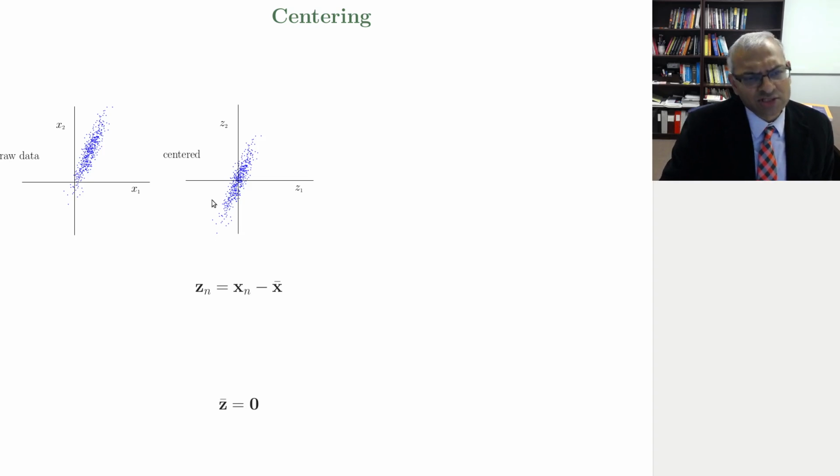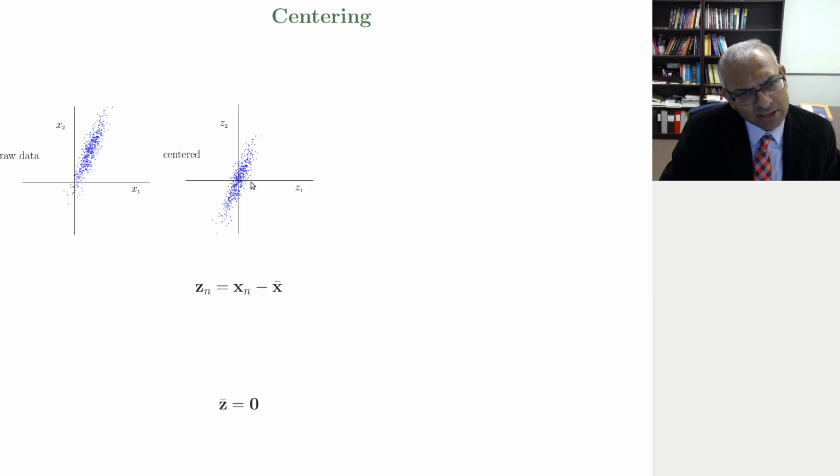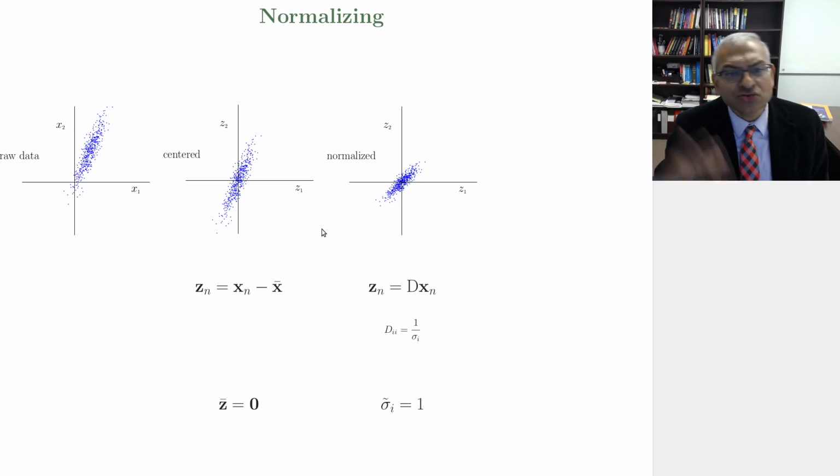So from now on, we will assume that we've centered the data. What's the next thing you can do? Well, what I'm showing in this blue data here, you can see that the scale of the X1 dimension seems to be smaller than the scale of the X2 dimension. Okay? And that also is preserved in the centered data. So the scale of the Z1 dimension is different from the scale of the Z2 dimension. Okay? So the next input transform after you have centered is to rescale.